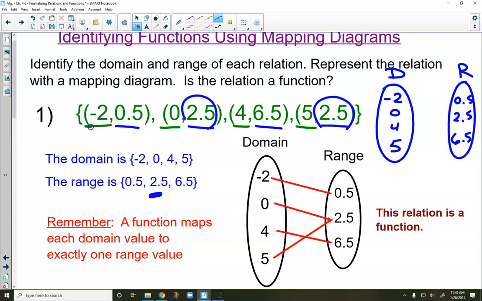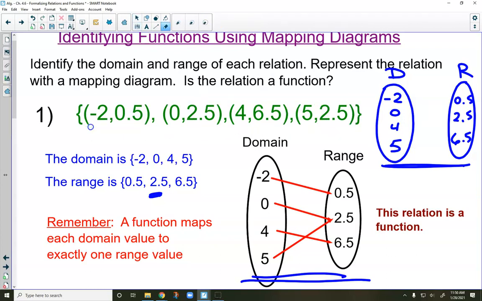As you can see, right here is the finished product of what we're starting over here. The only difference is that we have lines drawn in the original mapping diagram that's already listed. Where did those lines come from? Well, they come from our ordered pairs. As you can see, -2 matches up with 1/2. So I draw a line from -2 to 1/2. 0 matches up with 2.5.